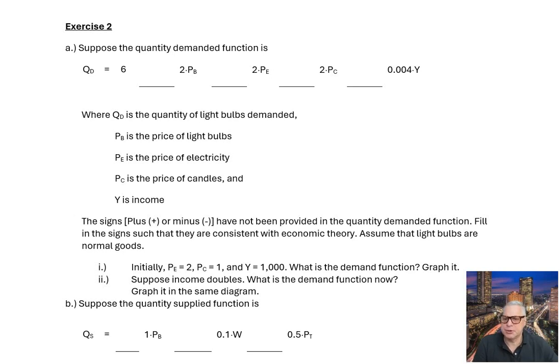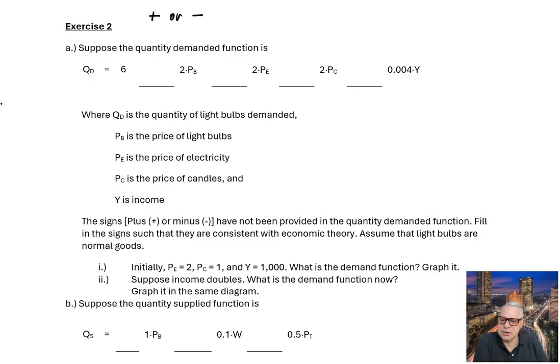Okay, let's turn to the second exercise. Here we need to identify various shifters of a demand function and later of a supply function. You see we have here a demand function, or quantity demanded function, and you see the blanks. What you need to do in the blanks is either add a plus or a minus.